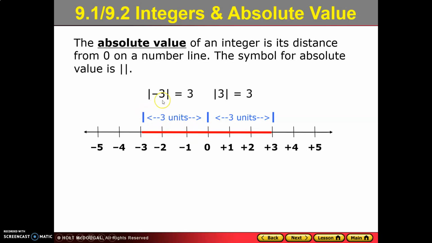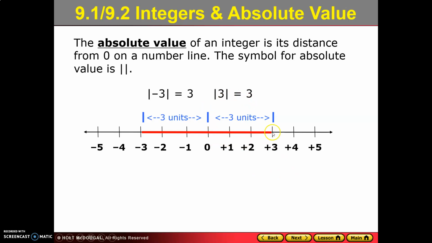So the distance that -3 is from 0 is 3. So that's why the answer is positive. Now a lot of students make a mistake here at the beginning when they're learning about this, so don't do this. The absolute value of +3 is still +3. It's not -3. Don't be tempted to put the opposite because we're talking about distance.